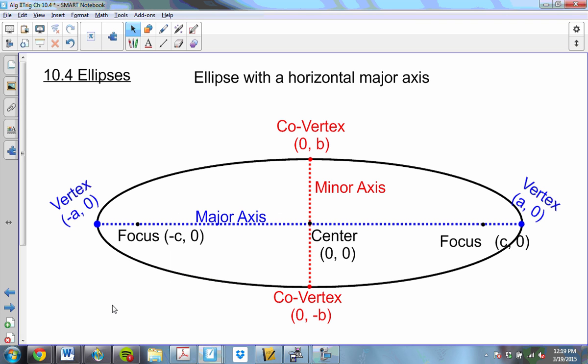10.4 is ellipses. An ellipse isn't just an oval. I know you think of it that way, but it's actually more specific than that. Before we describe what an ellipse really is, let's discuss what it has.